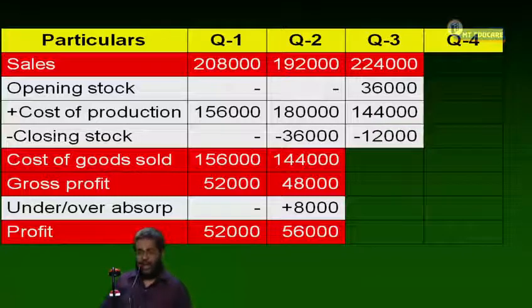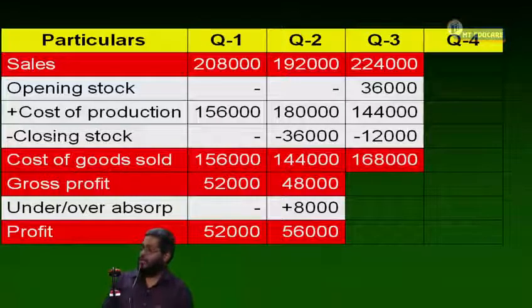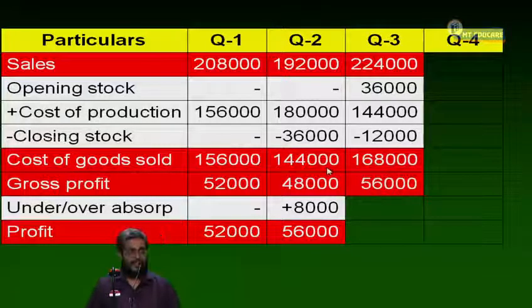36,000 plus 1,44,000 minus 12,000. What is the cost of goods sold? 1,68,000. And the gross profit is sales minus cost of goods sold. What is the gross profit? 56,000. Any administration or selling expenses?